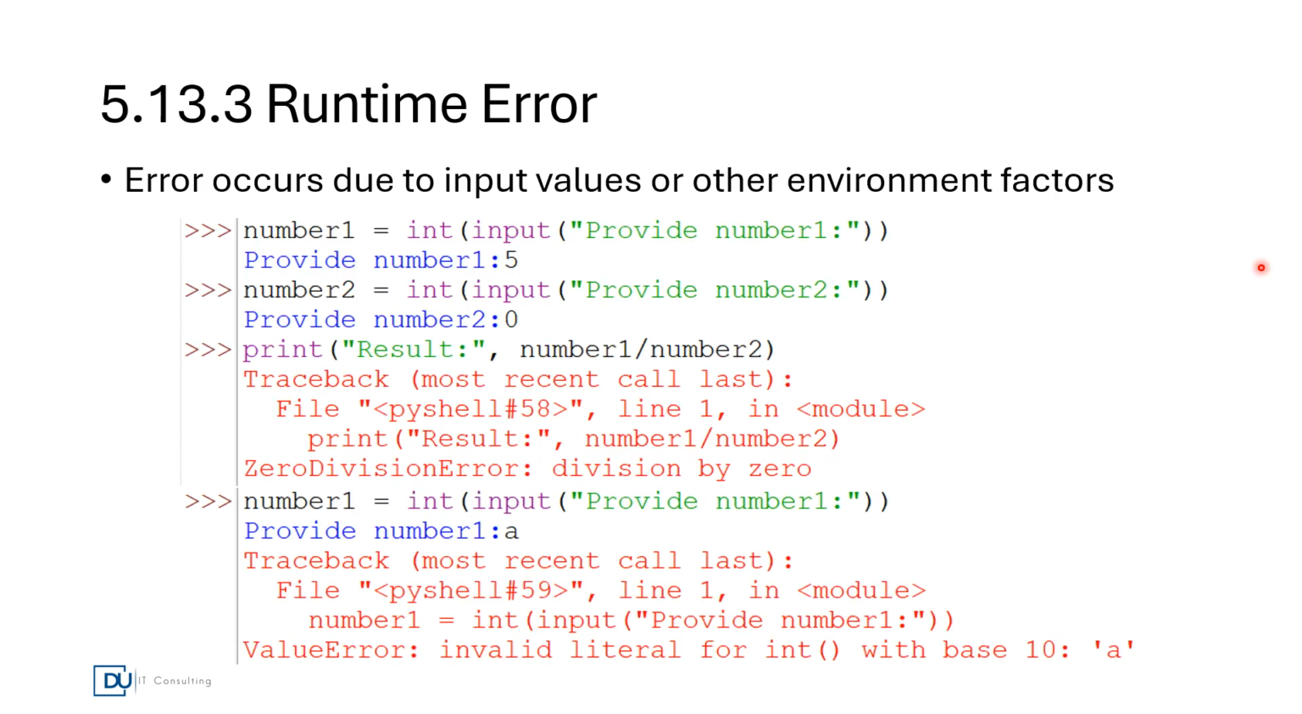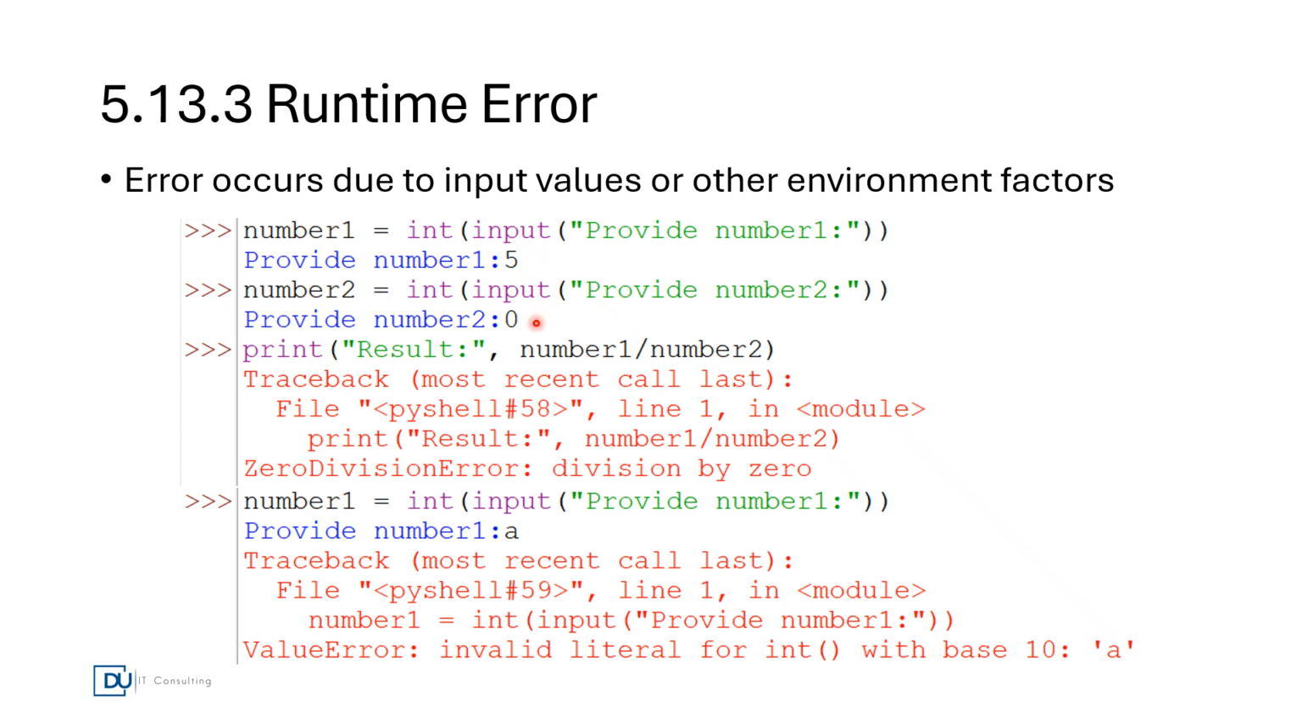Now let's take a look at runtime errors. These are errors caused by the values in the input or due to environmental factors, the environment in which your Python code is running. Now let's take a look at a program where we are trying to divide two numbers. We get number one from the user input and typecast it. Similarly, we get number two from the user input and typecast it. The user has provided 5 and 0.